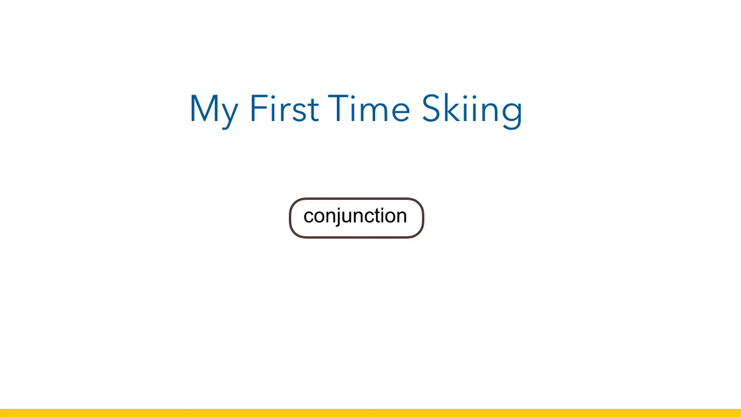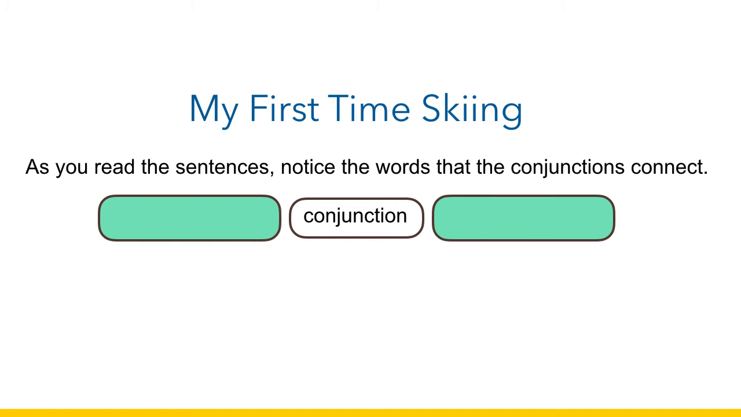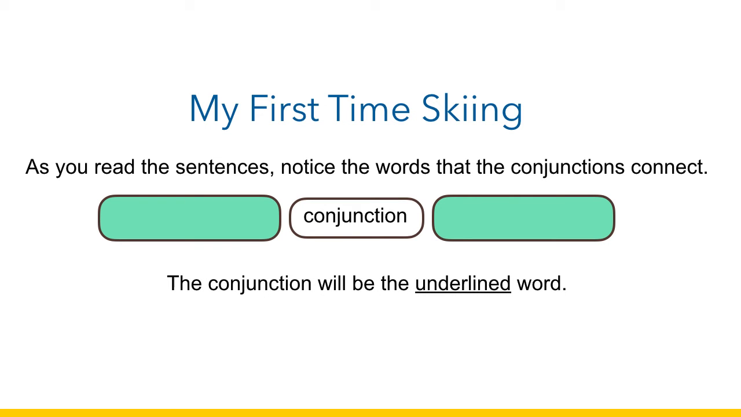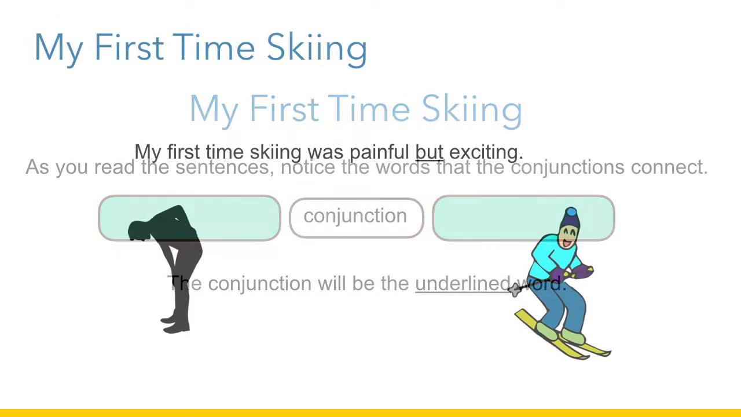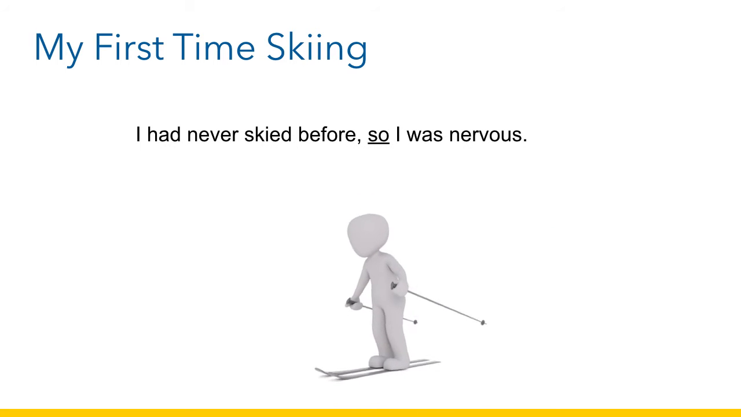I'd like to tell you about my first time skiing. As you read the sentences, notice the words that the conjunctions connect. The conjunction will be the underlined word. My first time skiing was painful but exciting. I had never skied before, so I was nervous.